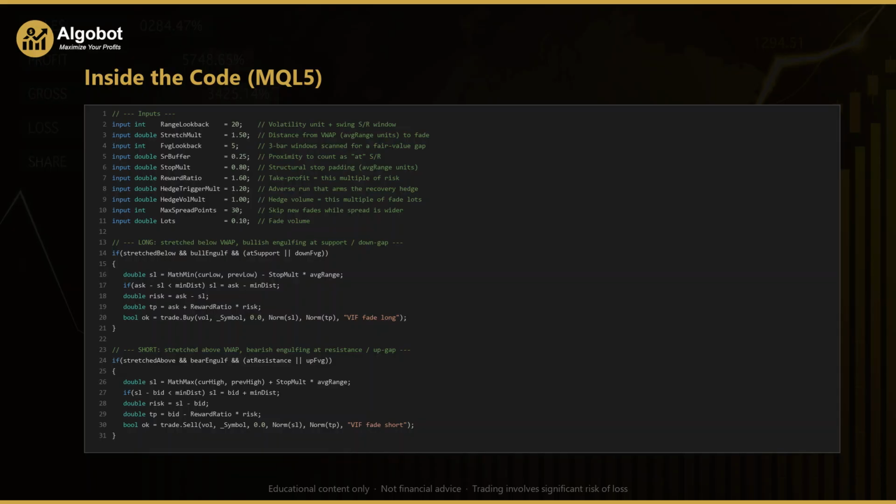The short block is the exact mirror. If stretched above, a bearish engulfing, and either at resistance or an up gap all agree, the stop is placed above the higher of the current and previous highs. The risk is measured from the bid up to that stop. The take profit is the bid minus the reward ratio times risk, and trade.sell places the order. Both sides use the same structural, volatility scaled logic, just flipped in direction.